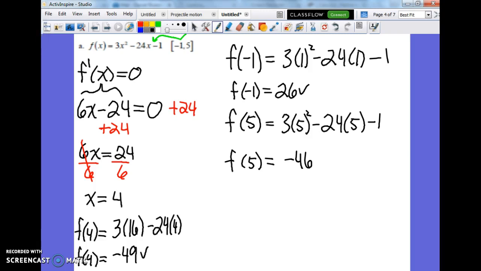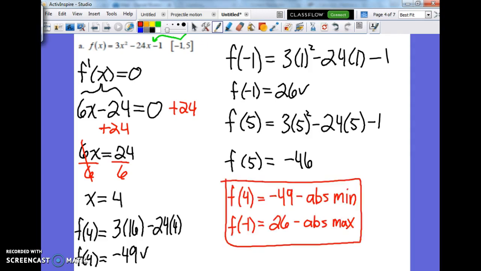That point on the very right-hand portion should have been a little bit more to the left, below the x-axis, where y equals negative 46. But those are your answers. And that's a sufficient way to show f of 4 equals negative 49, that is our absolute min, the y value, okay? And f of 1 is 26, the absolute max, the y value, is the absolute max.